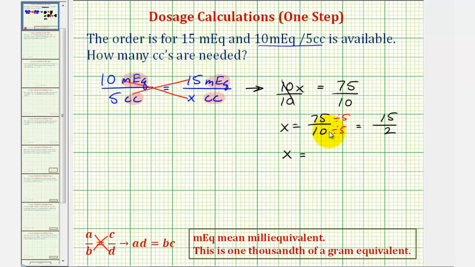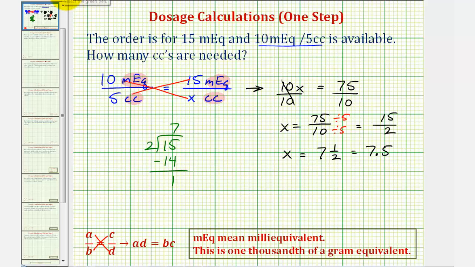To convert this to a mixed number or a decimal, we'll perform this division. Remember, a fraction bar means division. So 15 divided by 2, there are 7 2's in 15. 7 times 2 is 14. Subtract, remainder of 1, which means 15 halves is equal to 7 and 1/2. Put the remainder over the divisor for the fraction. We should recognize this as 7.5.